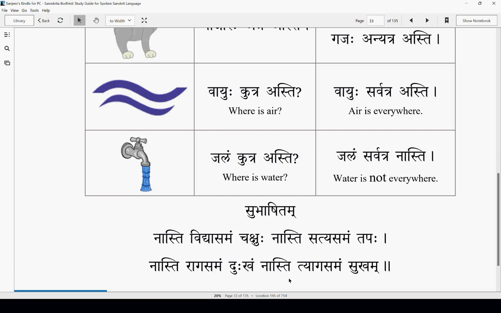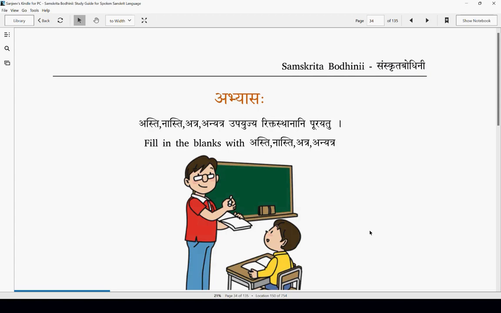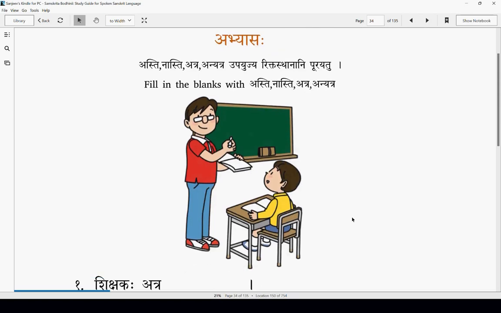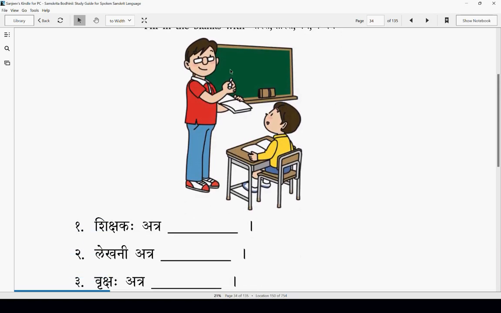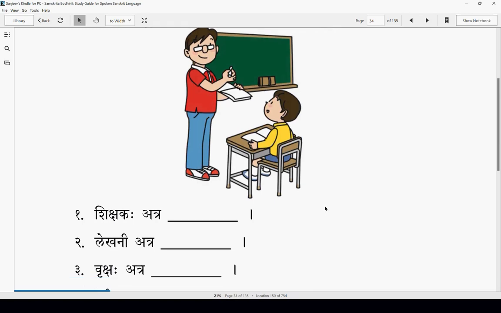Then the last one. Nasti tyaga samam sukham. So there is no pleasure like detachment. Tyaga. Detachment, okay. Yeah, so this asti, nasti, atra, anyatra, there are some sentences based on this picture here. You can do it.